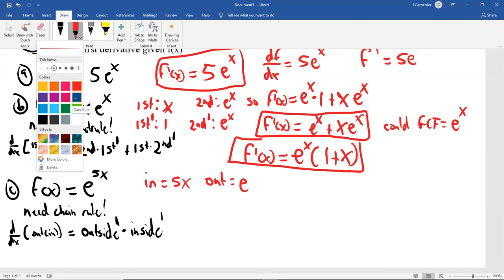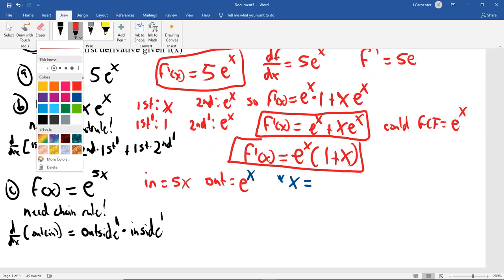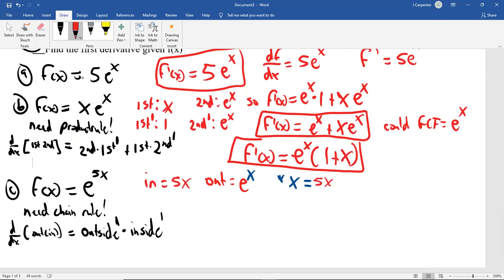And this is when I like to use a different color, where please note that that blue x really represents 5x. It really represents the inside. This is the strength of using the u notation instead, which I was doing at the end. If you said that the inside is 5x, or you could say u equals 5x, and that the outside, f of u, is e to the u. That's the other way of writing this. I do not care which way you're writing things. I care that you have a way that works.